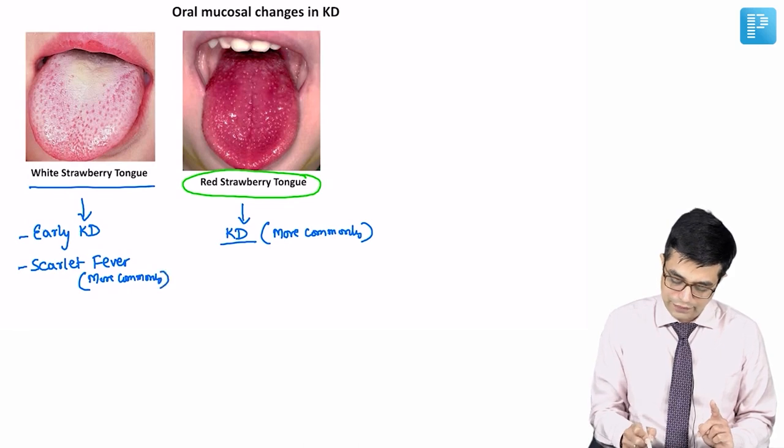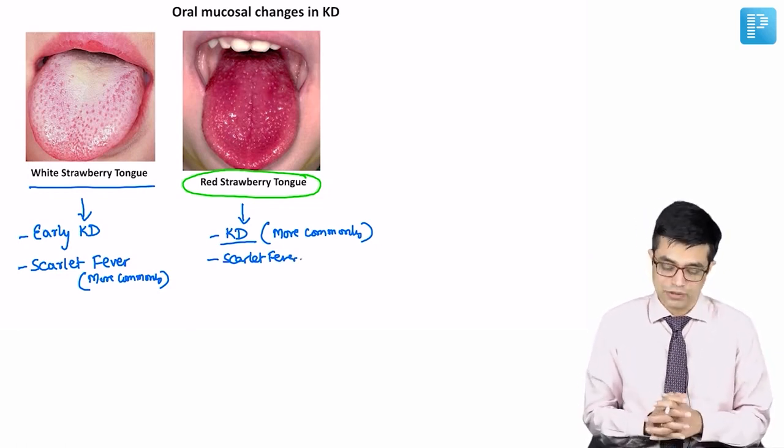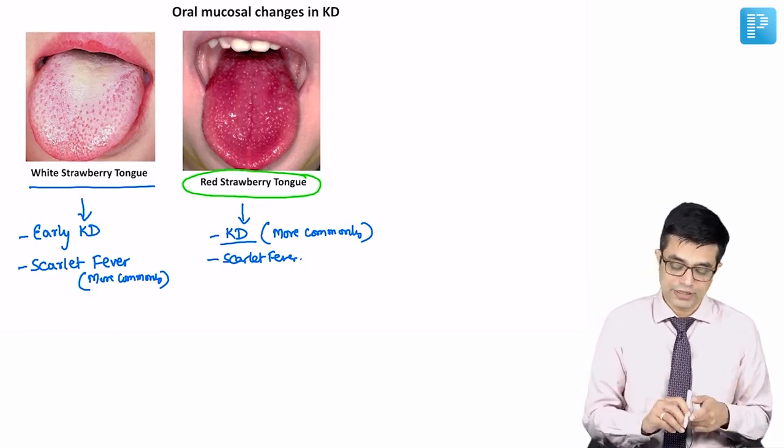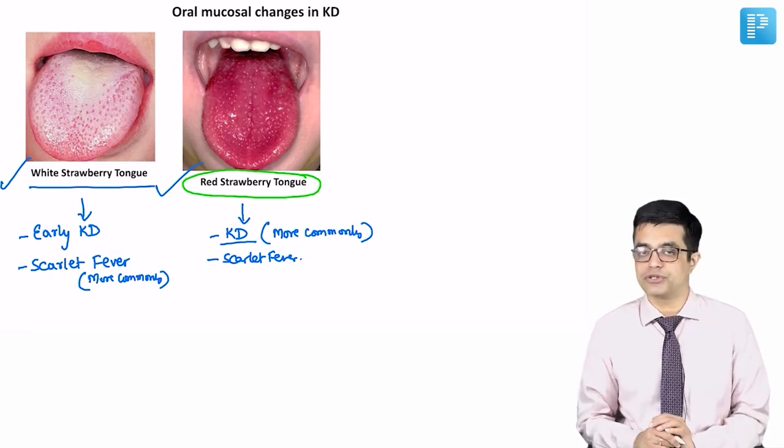Scarlet fever can also have a red strawberry tongue as well. So remember again, the presence of white or red strawberry tongue cannot distinguish Kawasaki disease from scarlet fever. So these are the strawberry tongue. Whether they show this or this, in the appropriate setting, it will be one of the cardinal features of Kawasaki disease.